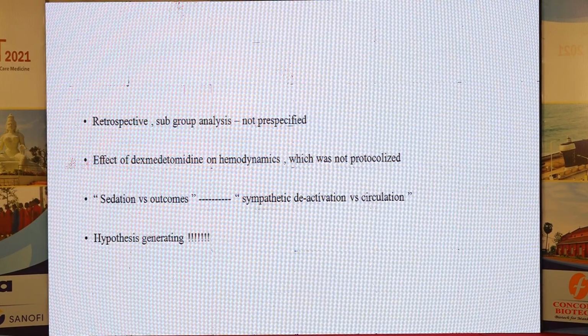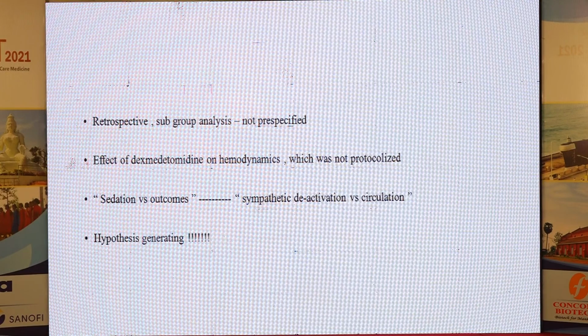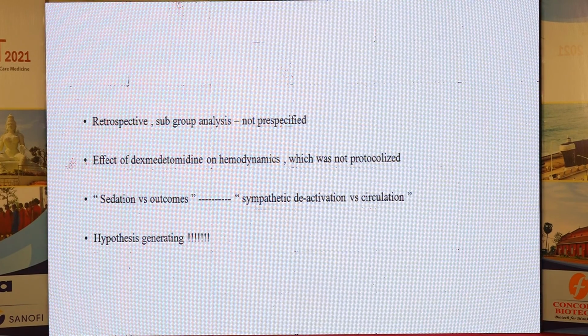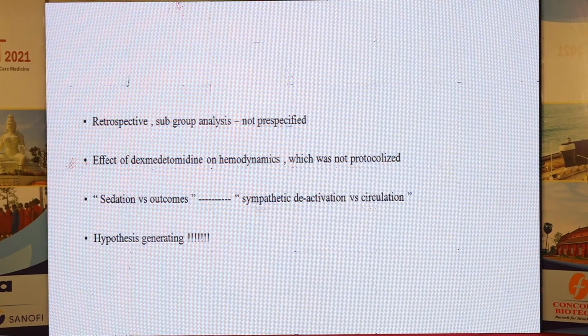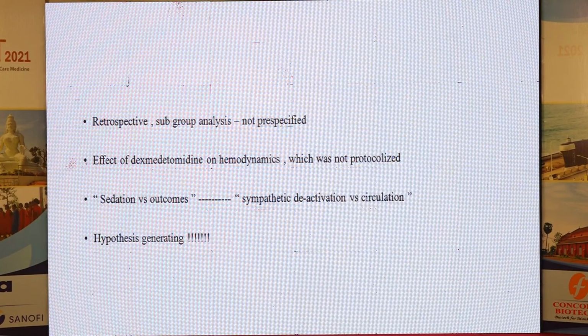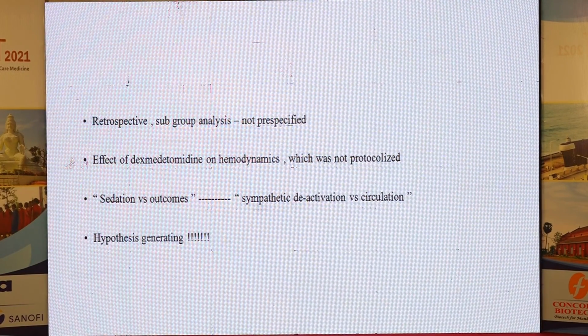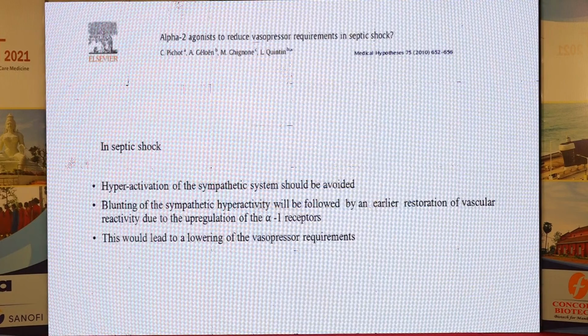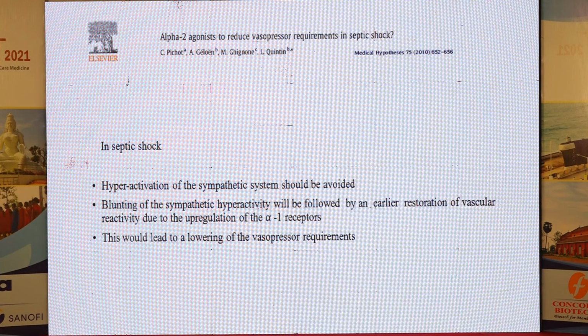Now, is this concept about use of alpha 2 agonists to increase the vascular reactivity, or improving the sensitivity of the adrenergic receptors in patients with sepsis and septic shock, new? No. Way back in 2010, there was a paper which in fact highlighted this hypothesis, where they suggested that we can use alpha 2 agonists to reduce the vasopressor requirements in septic shock.